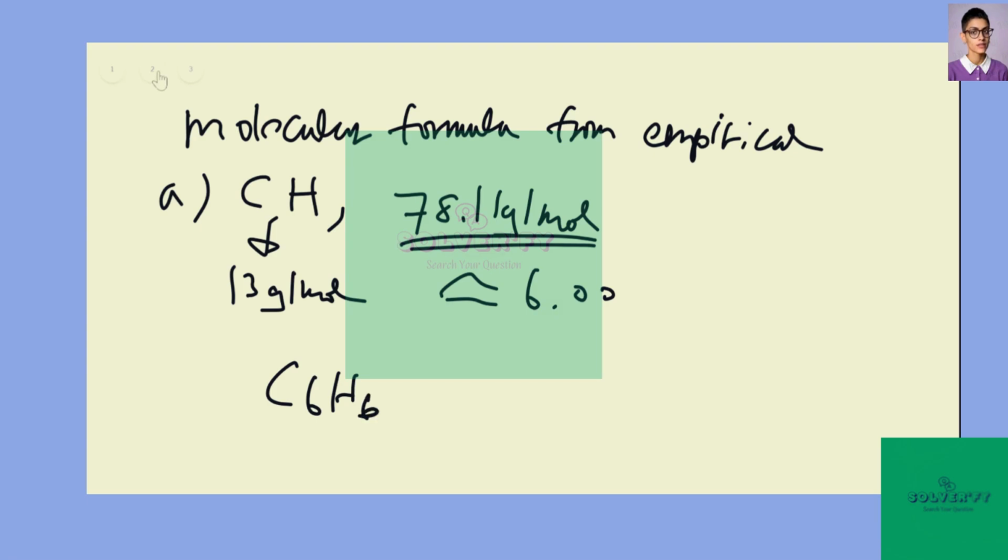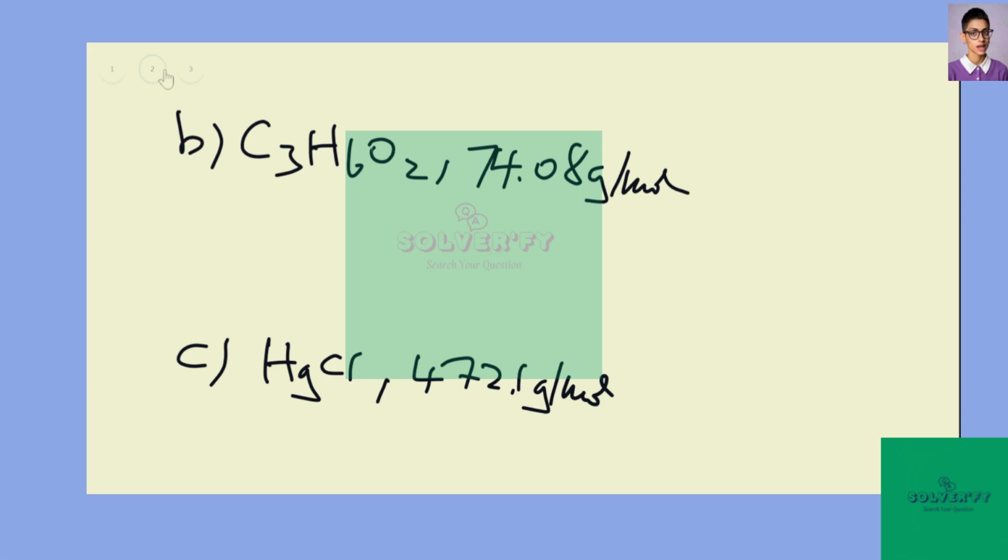Okay, the same calculation can be applied to part B. So we have C3H6O2 for the empirical formula, and the molecular molar mass will be 74.08. So we just need to find the molar mass of the empirical formula. We have 3 carbon plus 6 hydrogen plus 2 oxygen. So it will be 74.